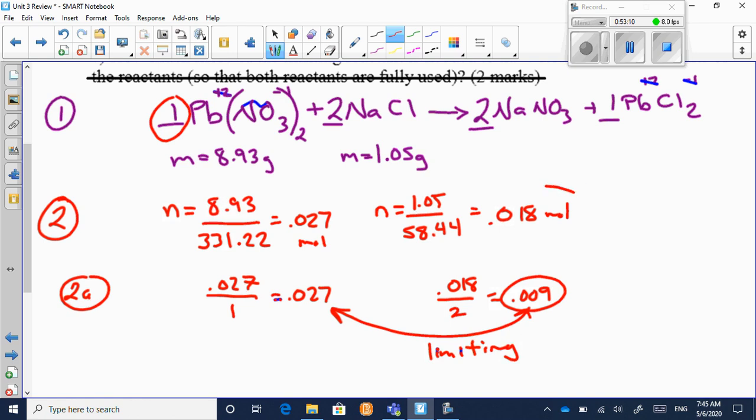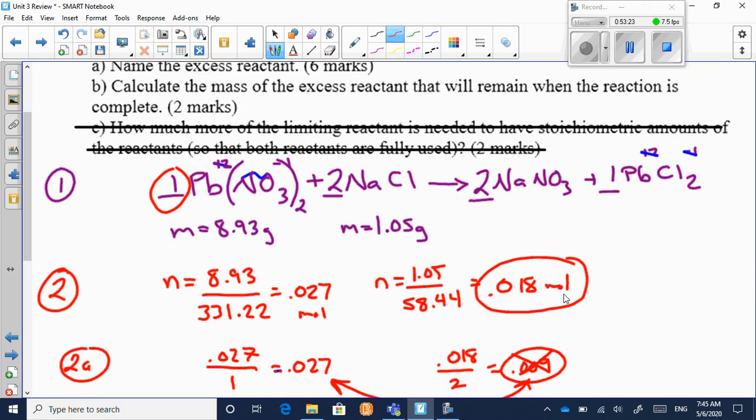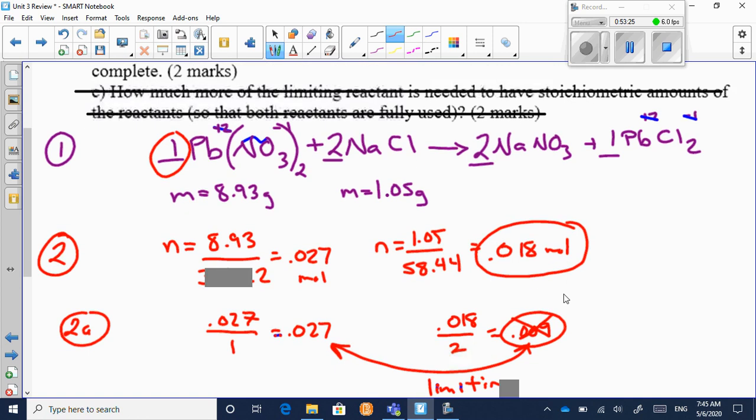Okay, so I just want to emphasize something here. We go back to this number. We're not going to use the 0.009 anymore. We're going to use the 0.018. Okay, so technically we're done. We're done A. It says name the excess reactant. So in this case, the lead nitrate is in excess.